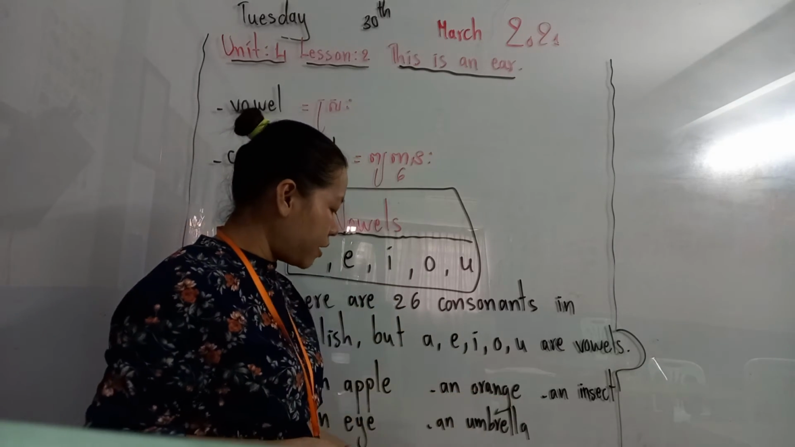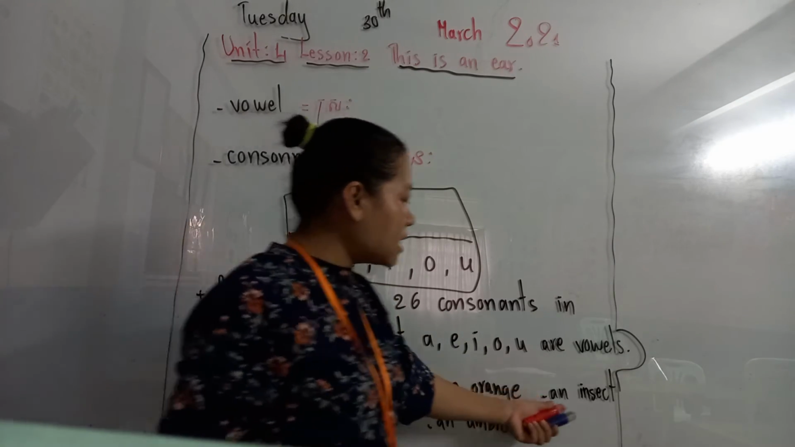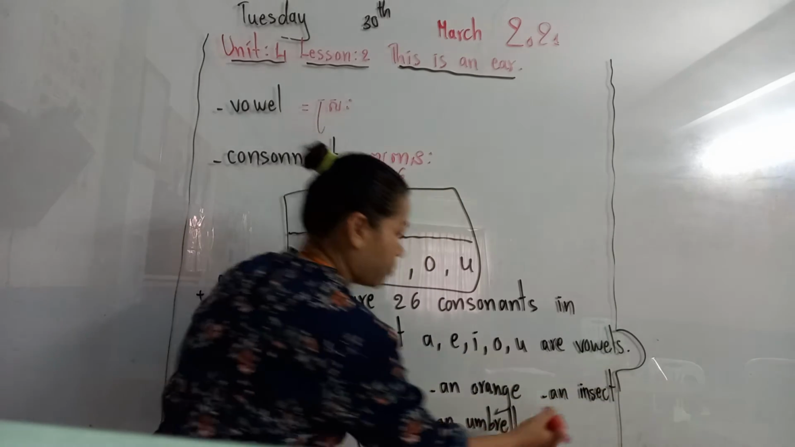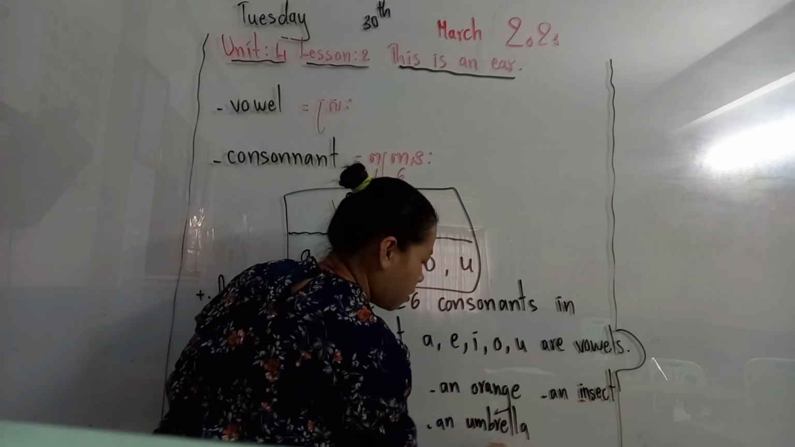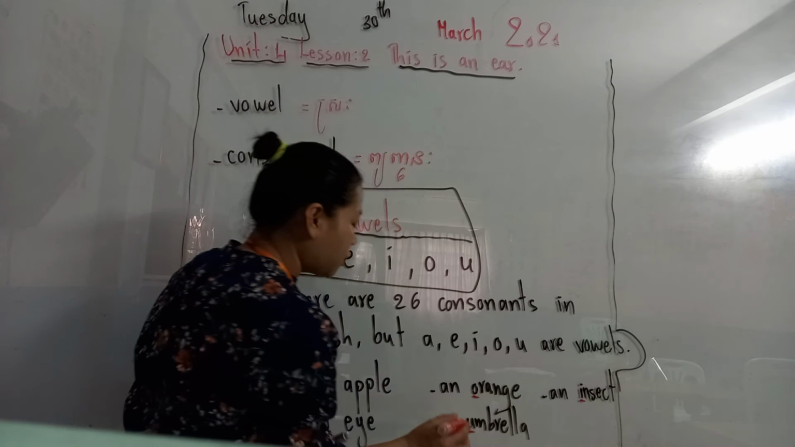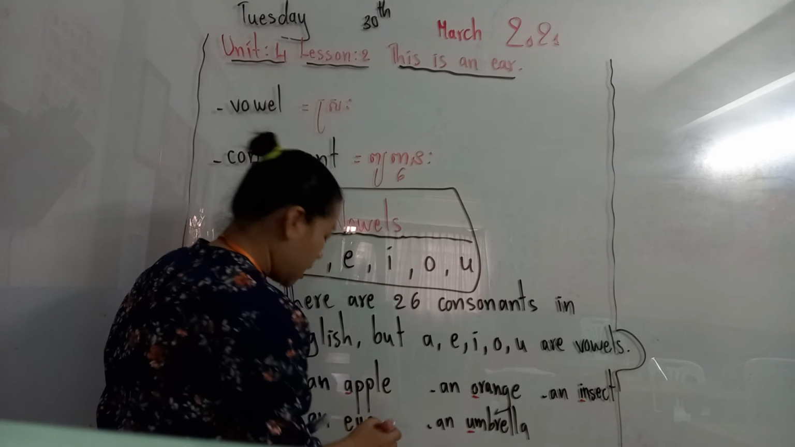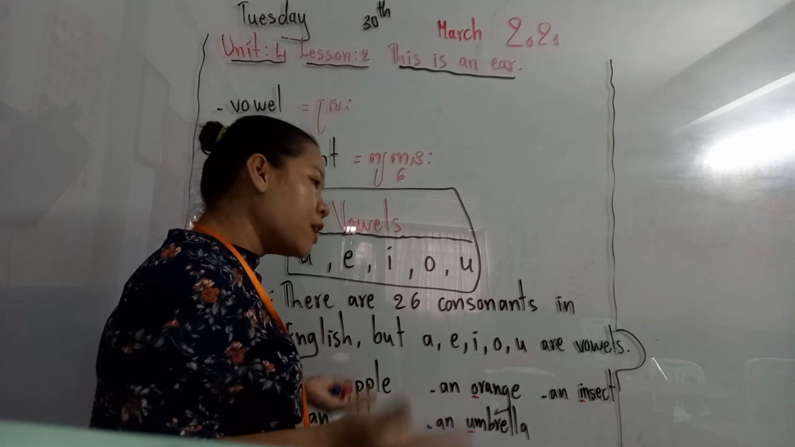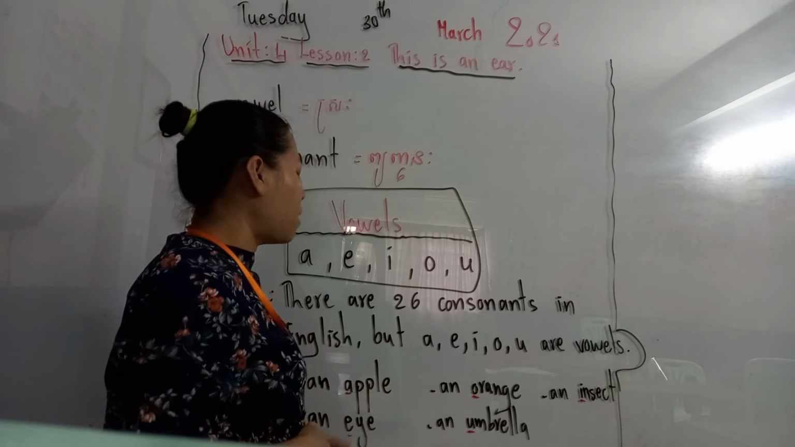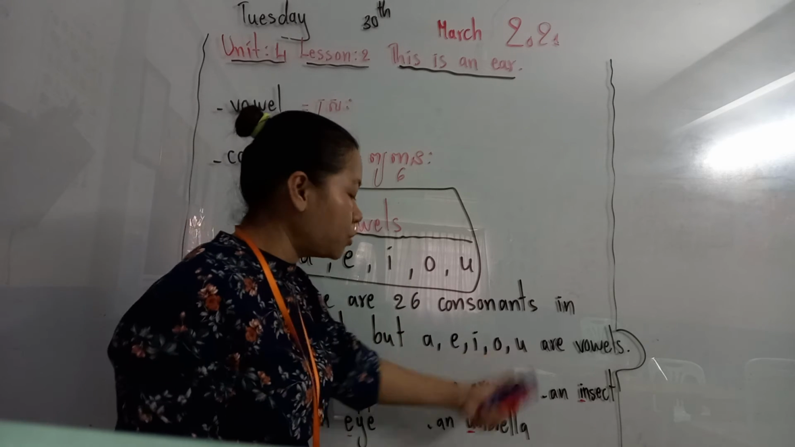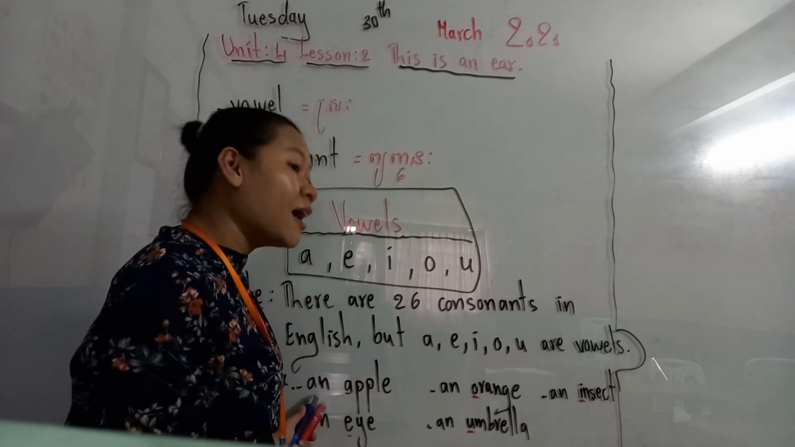An organ, an umbrella, an insect. Here, letter I is a vowel. Letter U, vowel. Letter O, vowel. Letter A, letter E, we call vowels. The word that starts with the letter A, E, I, O, U uses an.